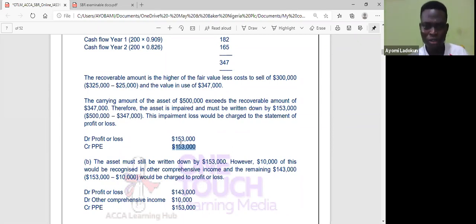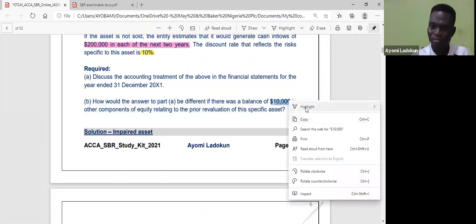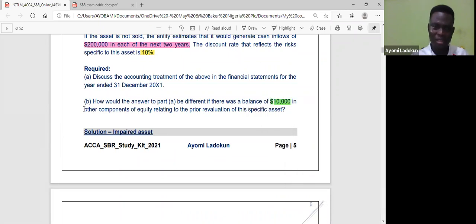So that's what you're doing, right? Okay. Now let me go to part B of that question. It said, how would your answer in part A be different if there was a balance of $10,000 in the other component of equity relating to prior revaluation of this specific asset?